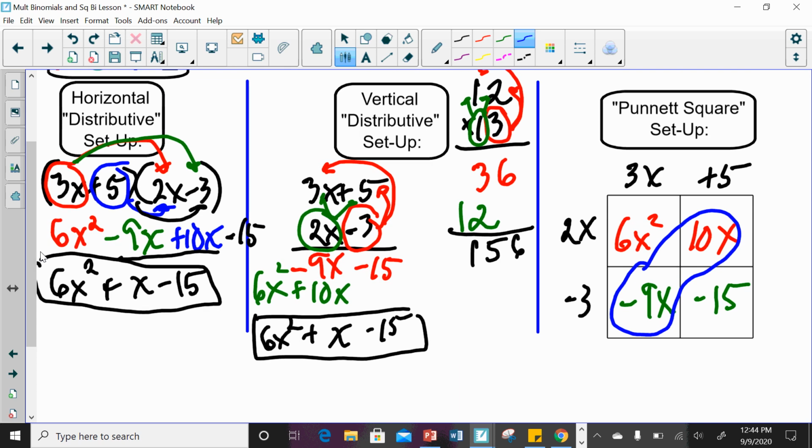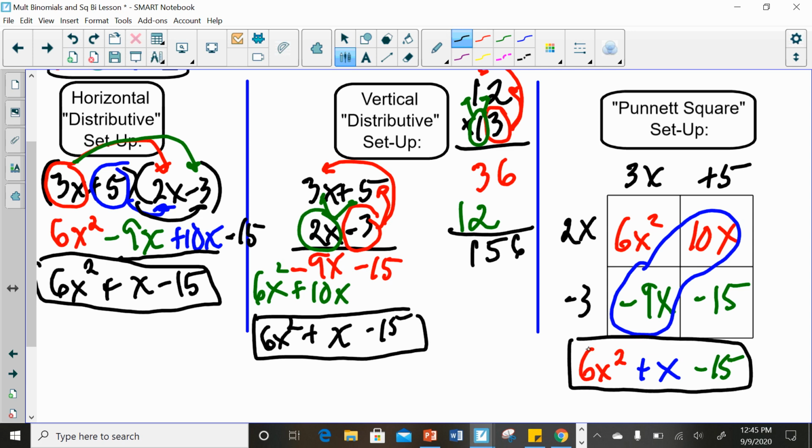So the 6x squared doesn't have anything to combine with. The 10x and the negative 9x add to give you a positive 1x. And then the negative 15 has nothing to combine with. So it just comes down as a negative 15. And so as you can see, no matter which method you use, we got the same answer for all 3. So then let's look at the next slide.